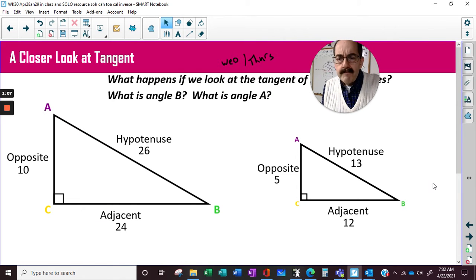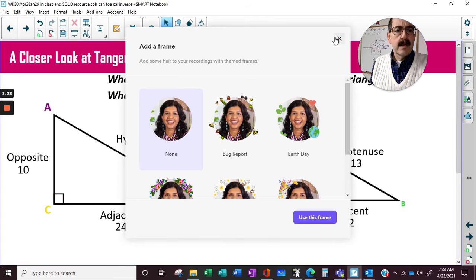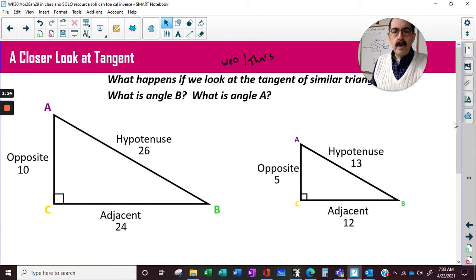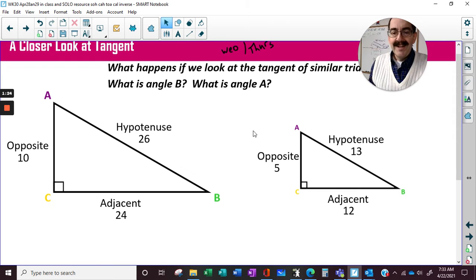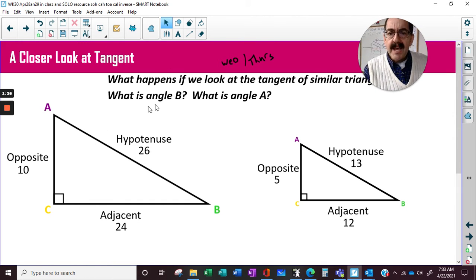Now, I'm not sure if this was on your handout or not, but we want to look at similar triangles. What happens if we have similar triangles? Do we get the same angle measure? Let's try it. First we look at the tangent. What is angle B? Then what is angle A? So just kind of watch. You guys can chant if you want.